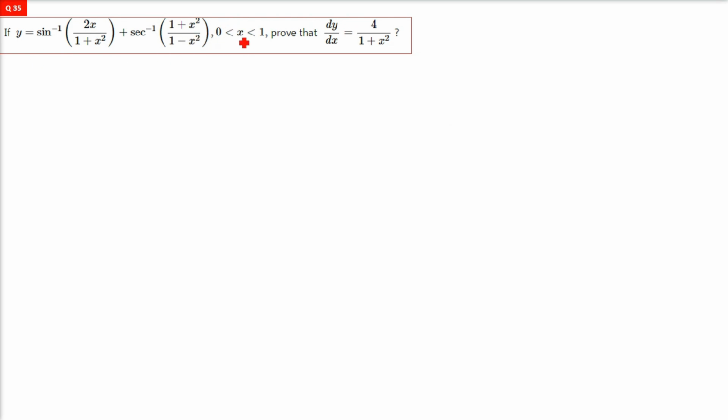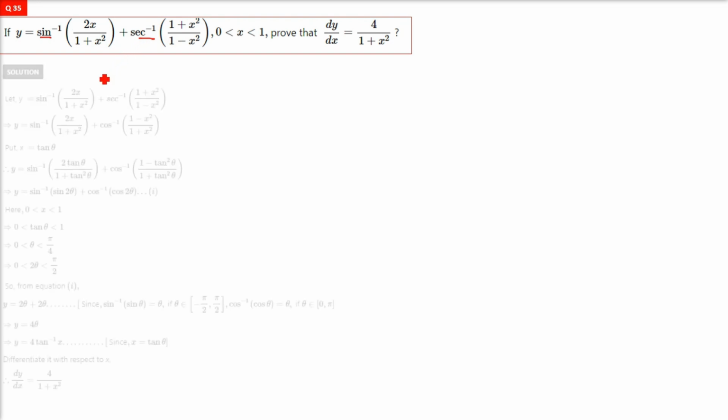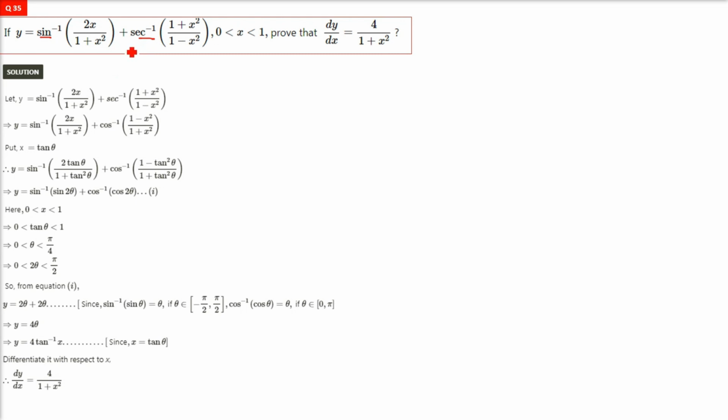If y is equal to this, x should be between 0 and 1, you have to prove dy by dx is 4 by 1 plus x square. One time we have sine inverse, one time we have sec inverse. So let us put something in this x so that this sine inverse also gets solved, and sec inverse also gets something out of it. So one is this, the inside one.